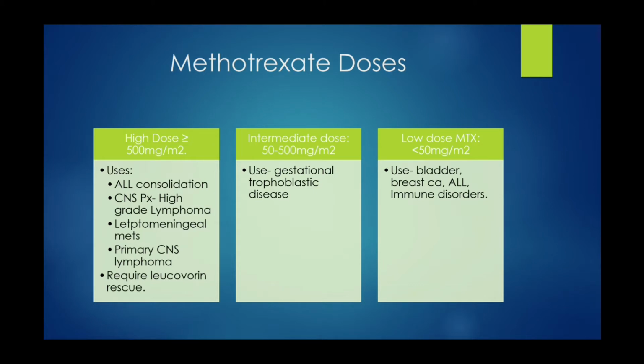Intermediate dose is 50 to 500 mg per meter square and is used in gestational trophoblastic diseases. Low dose methotrexate is less than 50 mg per meter square and is used generally in CA breast, bladder carcinomas, and in various immune disorders.